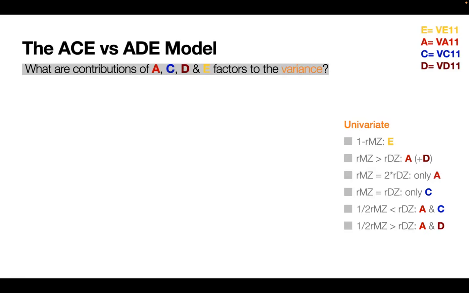However, in the reverse situation, when half the MZ correlation is greater than the DZ correlation, or in other words, the DZ correlation is less than half the MZ correlation, that would suggest additive and dominance genetic factors contributing to the phenotype. But clearly, the DZ correlation cannot be at the same time both less than and greater than half the MZ correlation.